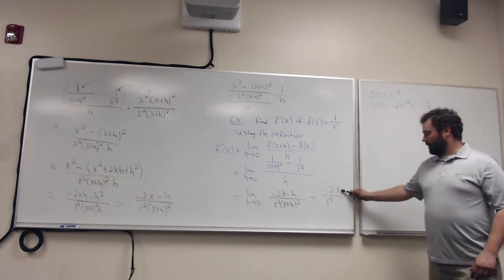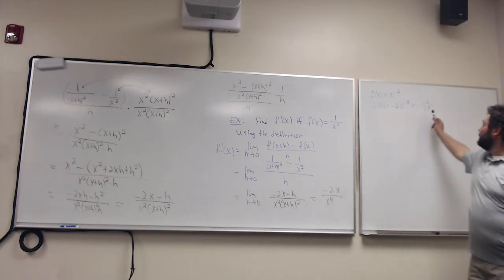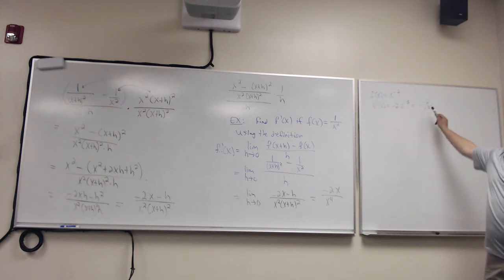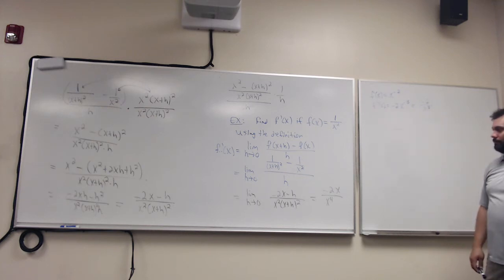And then when you cancel an x from top and bottom, you get minus 2 over x cubed. Okay. That one's kind of messy. We'll see how nice I want to be on the test.